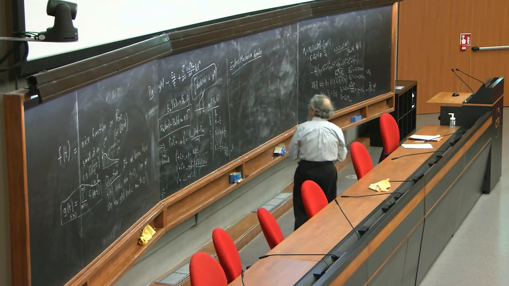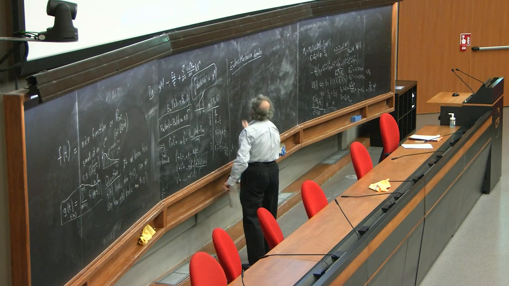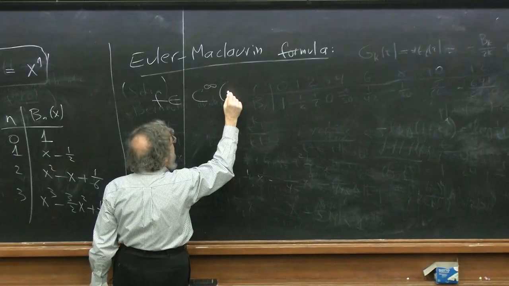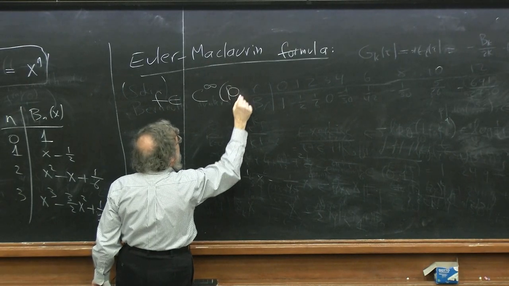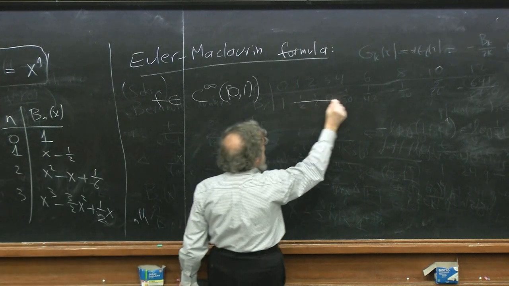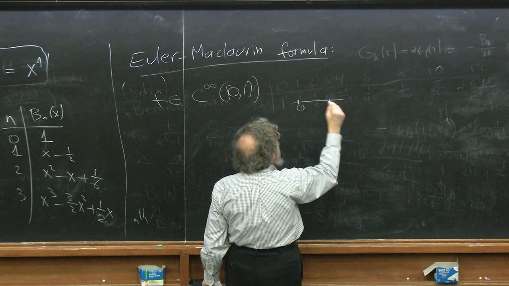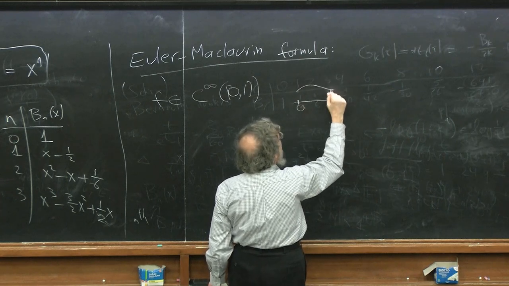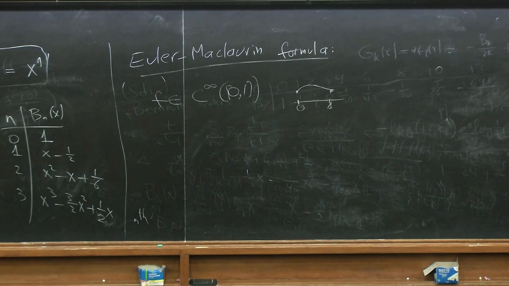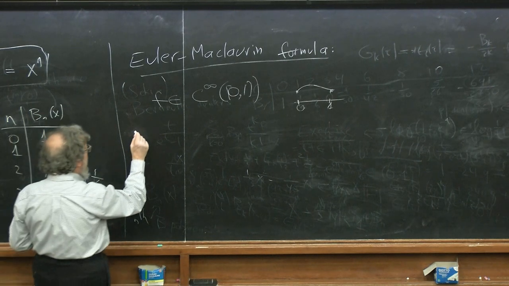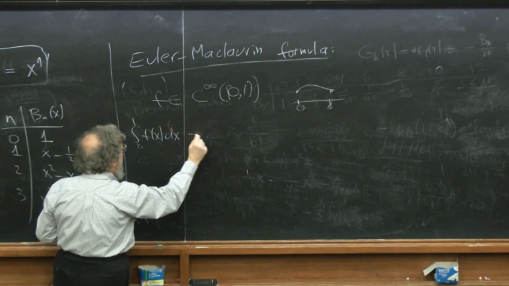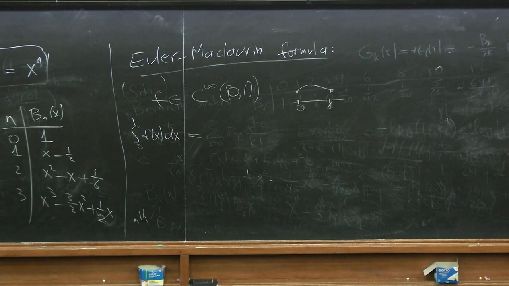So let me take a function first, which is a smooth function, let's say, on the interval 0, 1. I don't want to take any risks, so let's say the closed interval. So I have a function from 0 to 1, and as a graph it's smooth on that interval. Okay? Then I do the following calculation. I want to calculate the integral of f of x dx in some other way. So the idea is this.